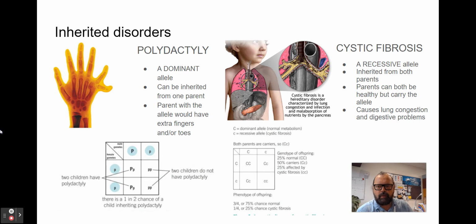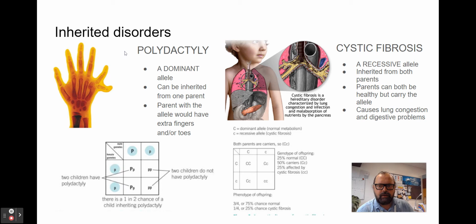We're going further with our Punnett squares and we're thinking about the sorts of disorders that you might inherit. So on your specification there are 2 examples: polydactyly, which is a dominant allele, and cystic fibrosis, which is a recessive allele. Now we could apply the same logic for these inherited disorders to any context you are given in an exam.